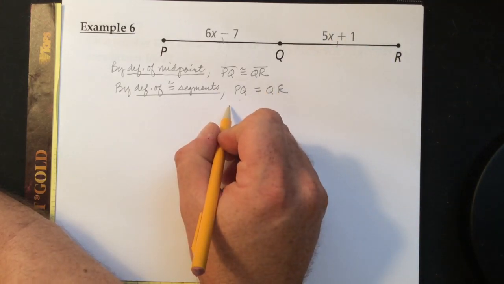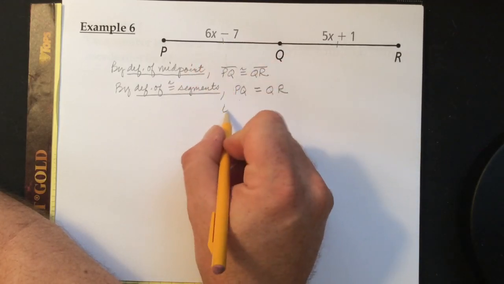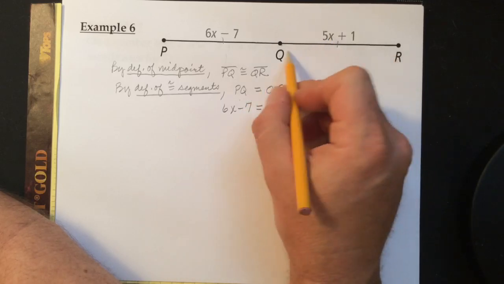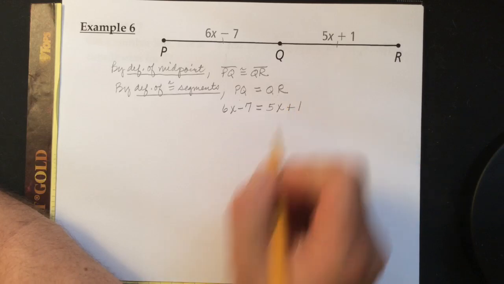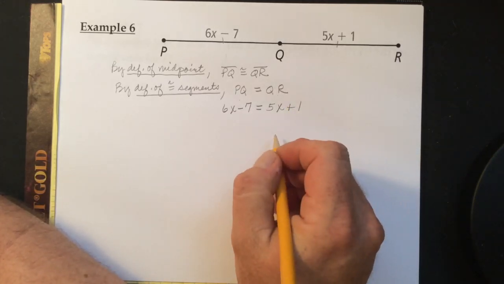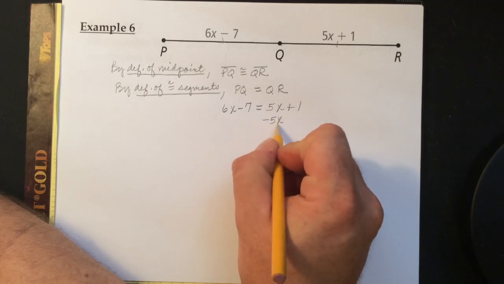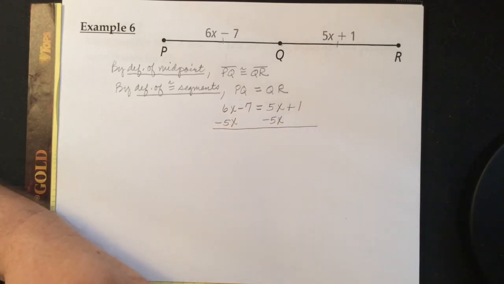And it'll result in an equation. So we have PQ, or the length of PQ, is 6x minus 7 equals the length of QR, which is 5x plus 1. Now we use algebra to solve the equation. First thing we do is subtract 5x from both sides of the equation to balance it, giving us just one x term.